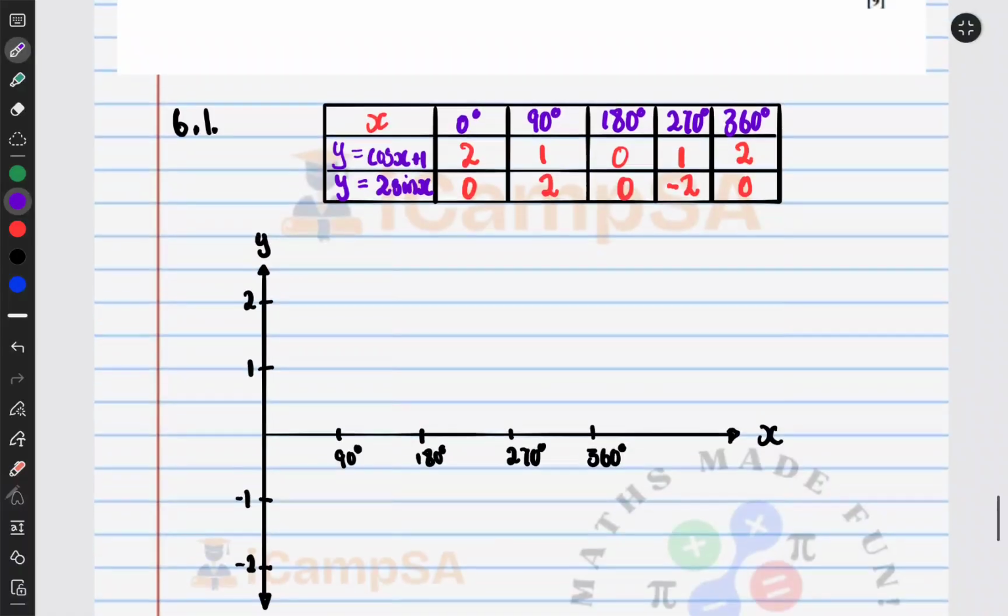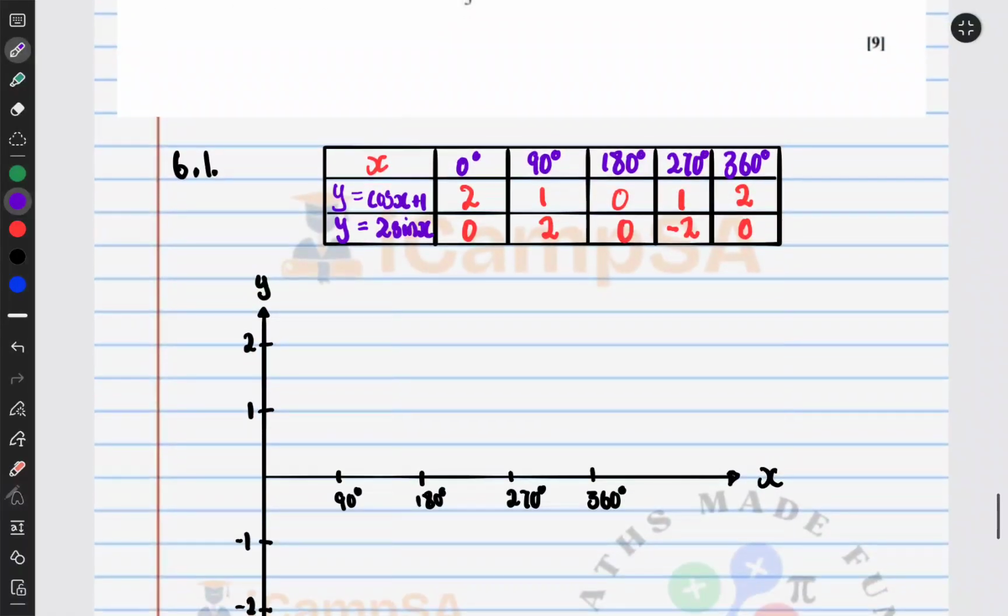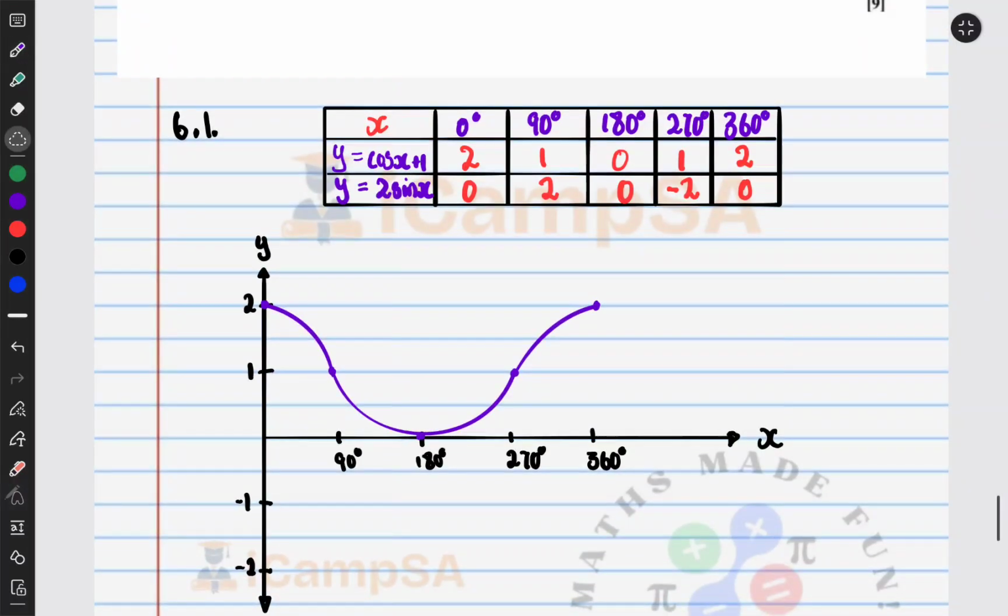Okay, let's plot the points for the first function, where x is 0 degrees, y is 2, then where x is 90 degrees, y is 1, where x is 180, we have 0, 270 is 1, and 360 is 2. Okay, and then we join our points. It's a curve, remember, it's a curve, and that is how our function is gonna look.